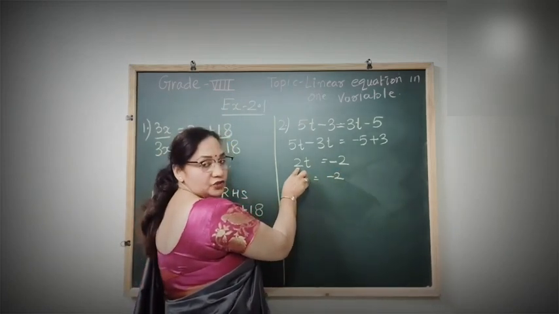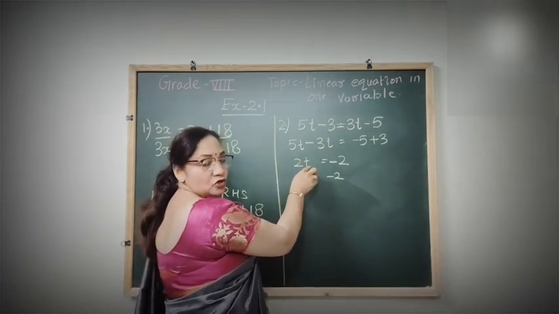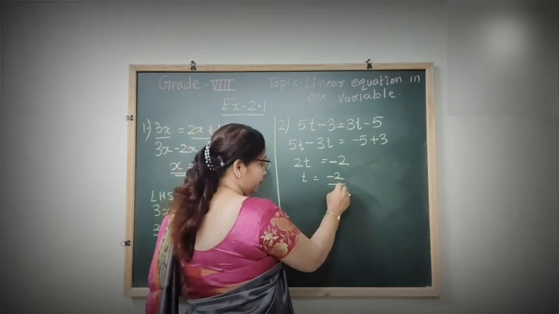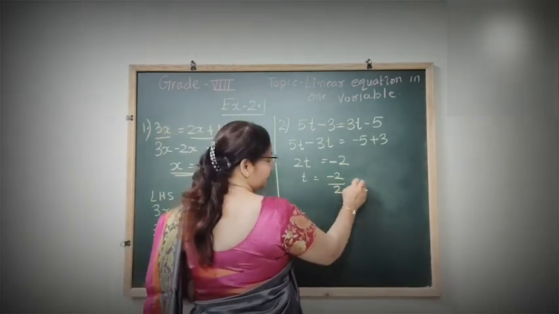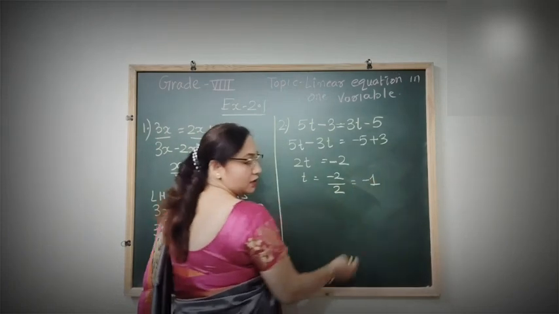What will I do with this 2? This 2 is in multiplication. So when I move on to the other side, it will change into division. So minus 2 divided by 2 is equal to minus 1.